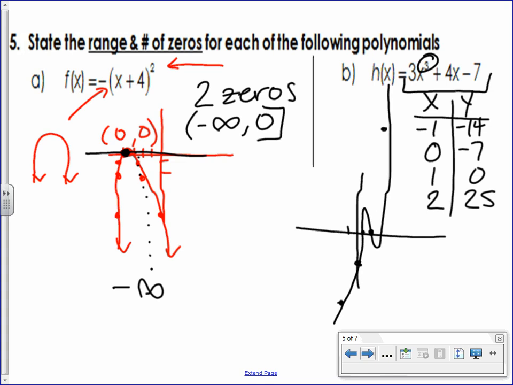okay, this is cubic. Cubic tells me I gotta have me 3 zeros. The degree tells me how many zeros I got. So I know I gotta have 3 zeros. See, right here we have 2 zeros. So I had 2 zeros, even though it was a double, I had 2. Here I got 3 zeros. So I know I got to have 3 zeros happening somewhere.